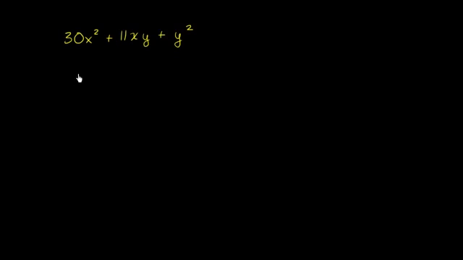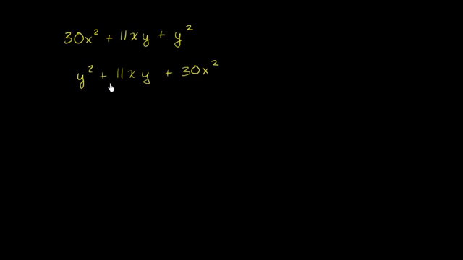We could rewrite this as y squared plus 11xy plus 30x squared. And my whole motivation for doing that is that there are ways to factor a quadratic where your coefficient on this first term is something other than 1, but we haven't seen that yet. And so rearranging it this way got us a little bit more into our comfort zone. Now our coefficient is a 1 on the y squared term.